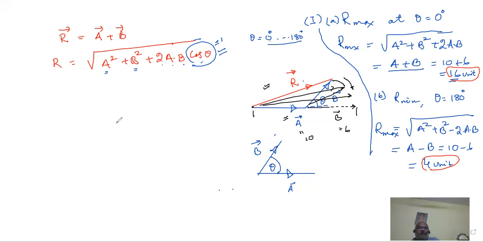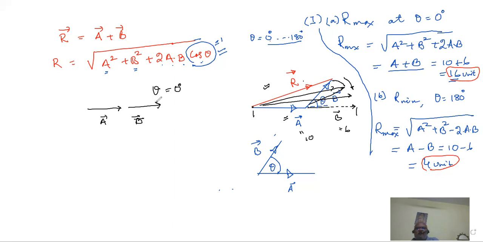That happens when A and B lie like this. Under this condition, the angle between A and B will be 0 degrees because they are in the same direction. The angle between two parallel lines is always 0 degrees. So under that condition, A and B create the maximum resultant, which is the sum of their magnitudes.